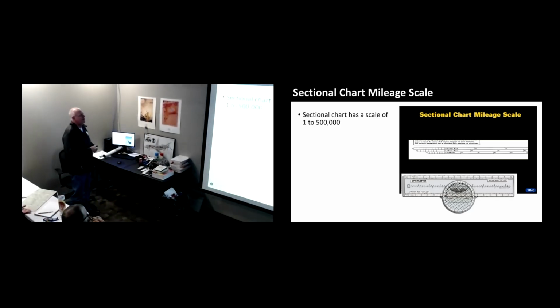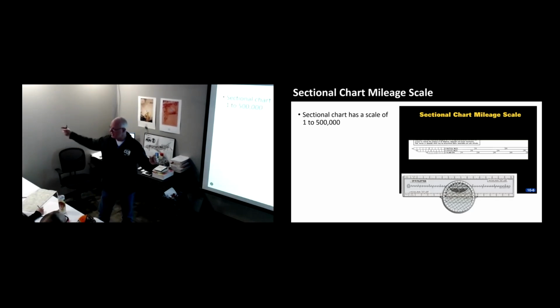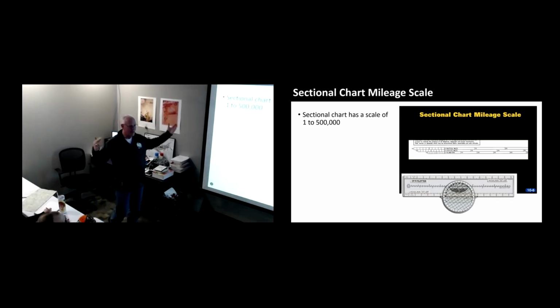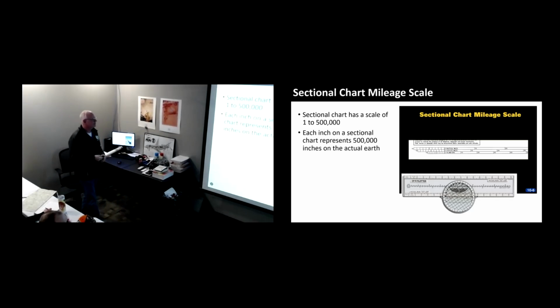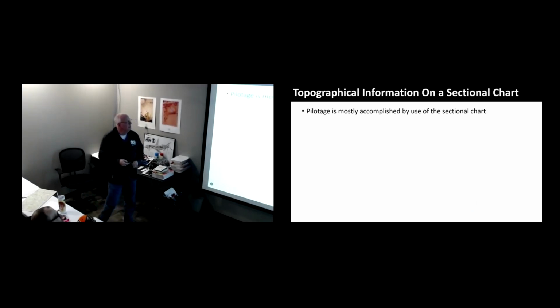Okay. Sectional charts have a scale of 1 to 500,000. What's that mean? So what you see on the chart, that 1 inch is actually covering a distance of 500,000 inches. I don't know what that means in statute miles and nautical miles, but it's a lot, right? So sectional charts are a pretty high scale. Okay. We've already talked about the mileage scale, right? Make sure you're using the right scale.